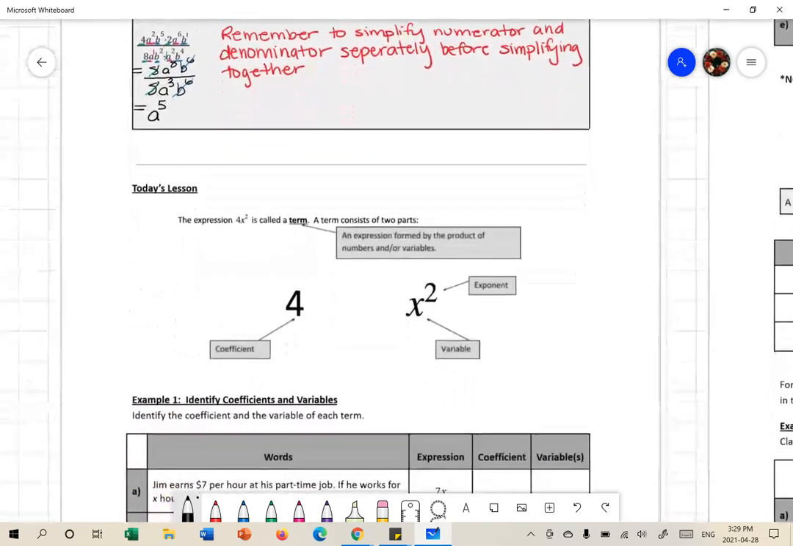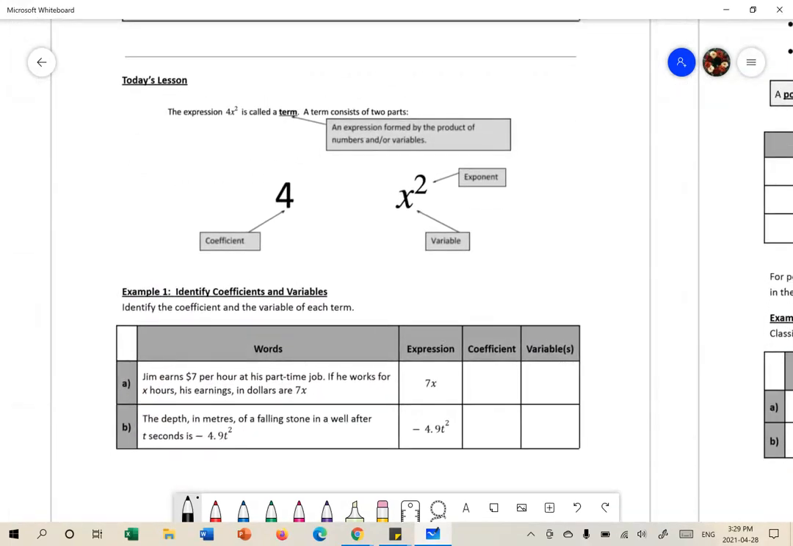Let's move on to today's lesson. In 3.4, we're going to learn all about polynomials. So we have the expression 4x squared. We call this a term. A term consists of two parts: the coefficient and the variable.